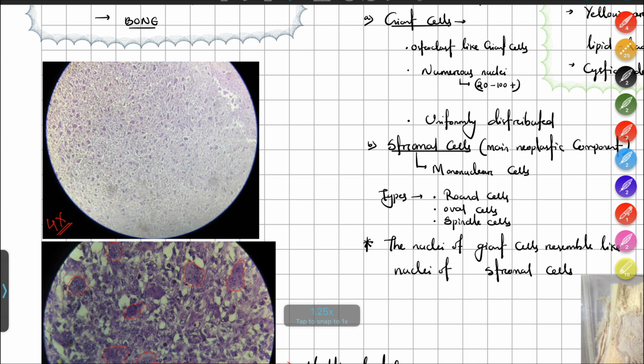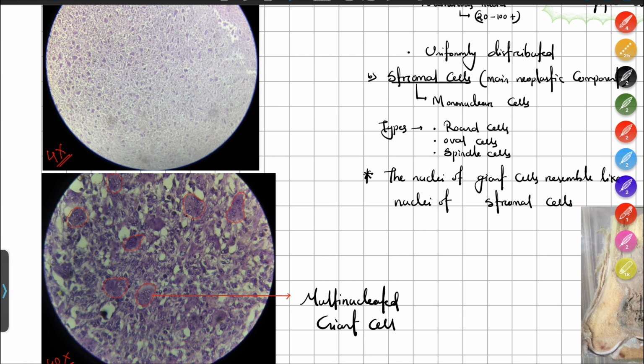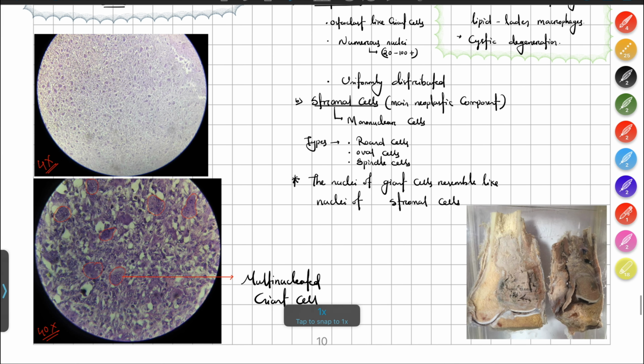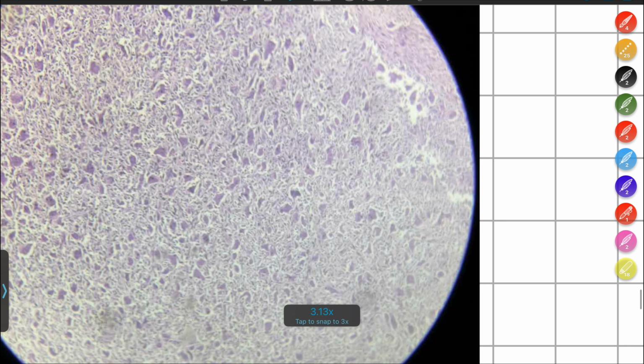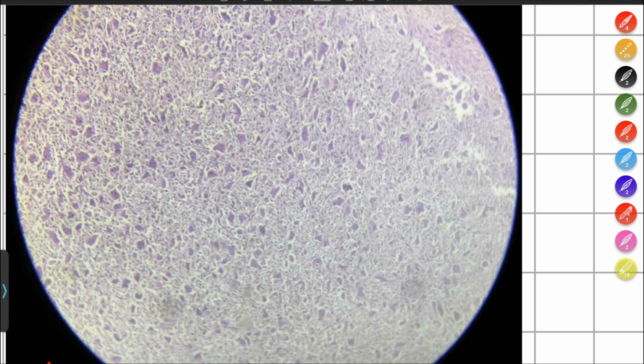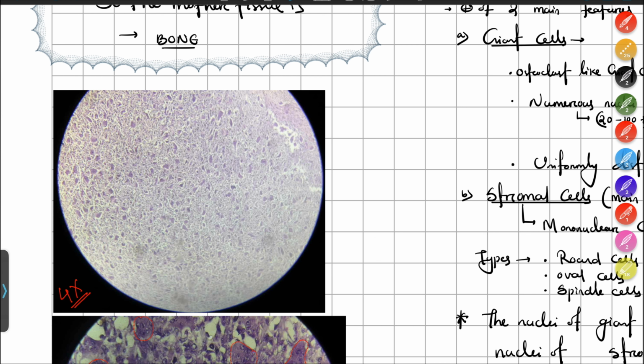So now let's see how can you identify that the slide is of osteoclastoma. So first take this slide, focus it on scanner view. After focusing, you can see the multinucleated giant cells. These are the giant cells. In this way, you can identify that this slide is of osteoclastoma.